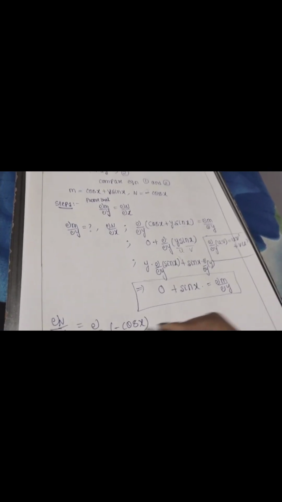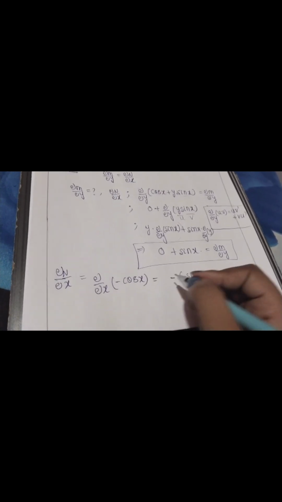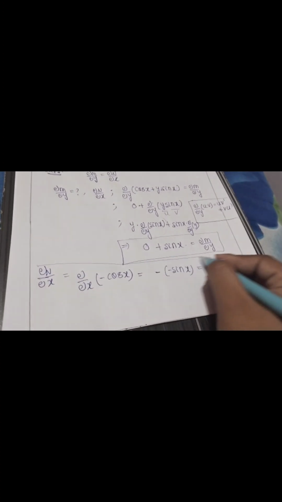Now dou N by dou x value you have to find. That is dou by dou x of N. What is N over here? N is minus cos x. So we know that dou by dou x of minus cos x is minus of minus sin x. Minus of minus leads to plus. So dou N by dou x value is this thing. The whole thing is dou N by dou x.